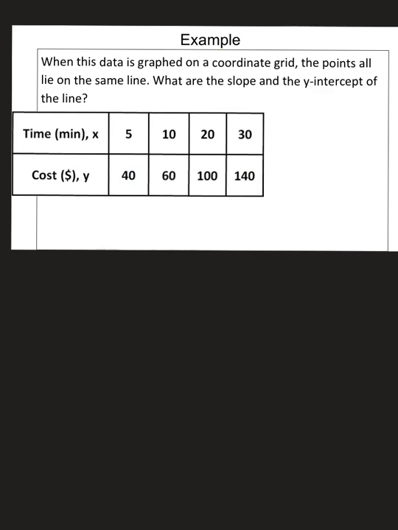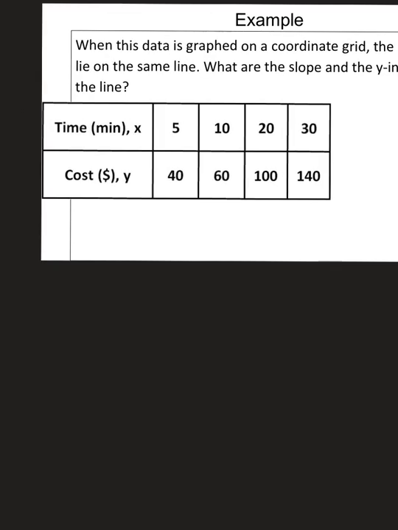Last example. If you want to pause it right here and try to go through it, please do. If not, keep following along. All right. First thing, can we identify the y-intercept here? Do I have an x as 0? I don't. It goes 5, 10, 20, 30. But I know that 0 would be somewhere over here, less than 5. So I know that my y-intercept has to be somewhere less than 40. We're going to come back to it.